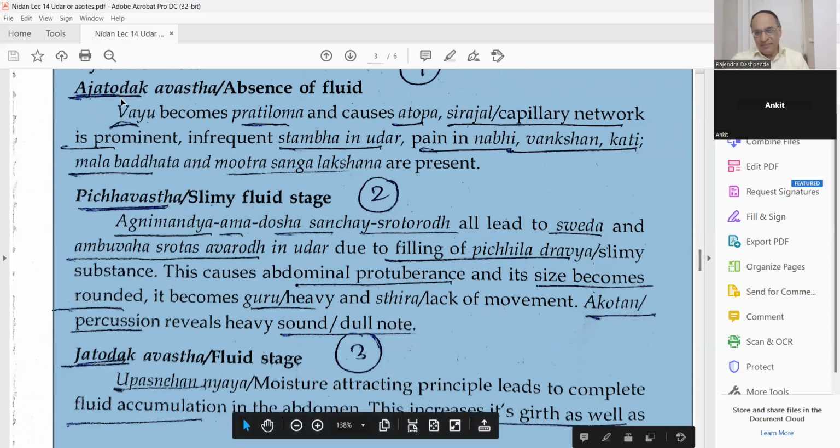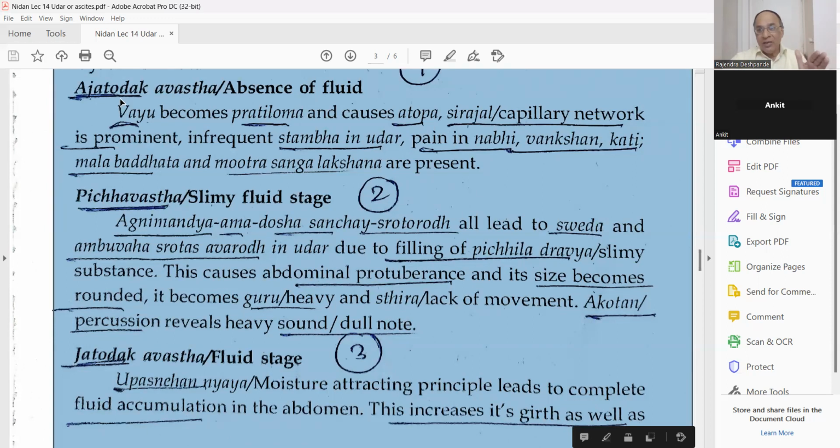Ajato Dakavastha. No water. Udaka means water. Ajato Dakavastha, absence of fluid. Next, Pichila Avastha, little bit fluid accumulation. And then Jato Dakavastha. Udaka, water. Jata, coming. Water is there. Jato Dakavastha, that is the fluid stage. This is the most important part of this disease or of this chapter.